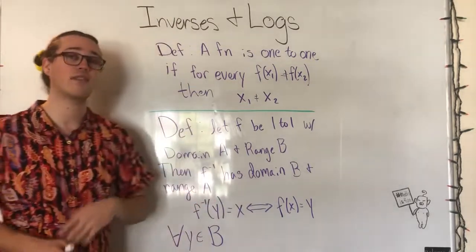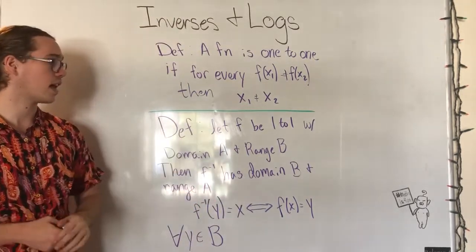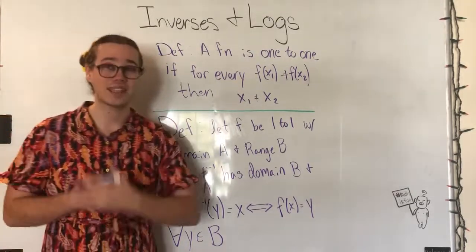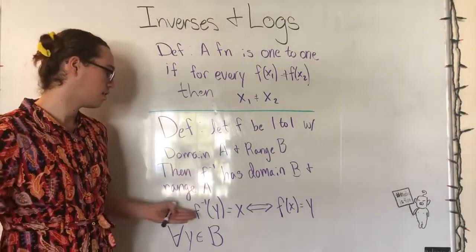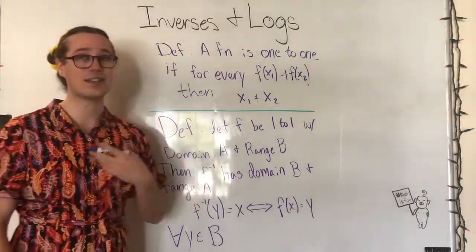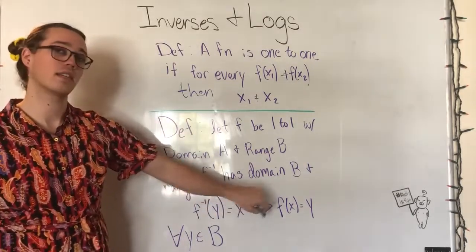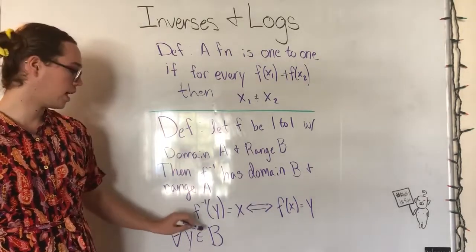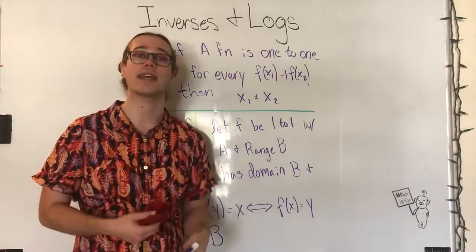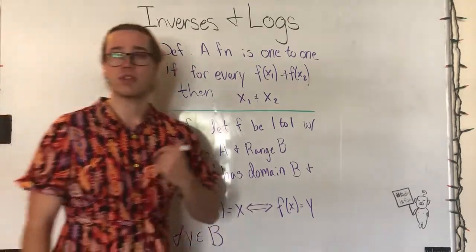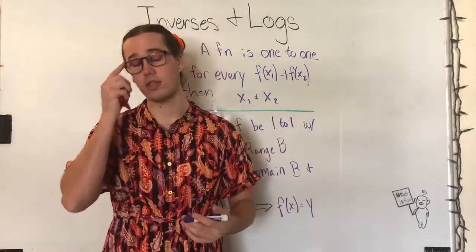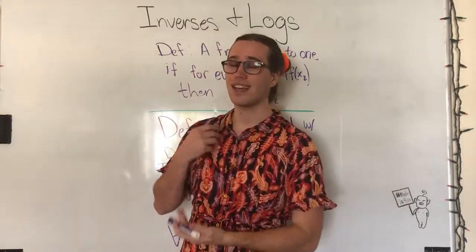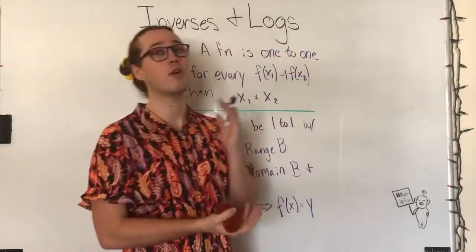And now we can get into the definition of the inverse, and it says let f be a one-to-one function with domain A and range B. Then f inverse has domain B and range A such that f inverse of y is equal to x if and only if, that's what this double biconditional arrow means, f of x equals y. And this upside down A means for all y in B, which means for every element y in the domain B. So, brief overview, for inverses, the domain of our function becomes the range of our inverse, and the range of our function becomes the domain of our inverse.